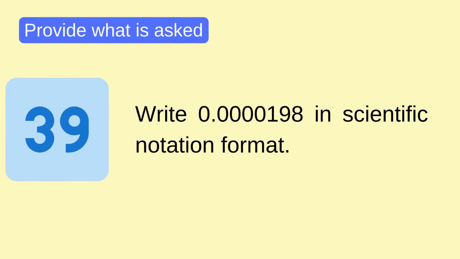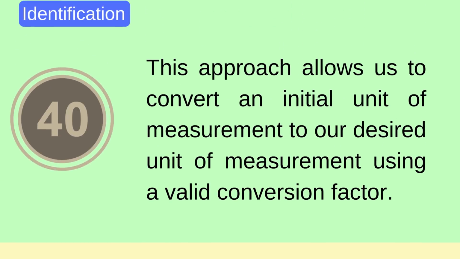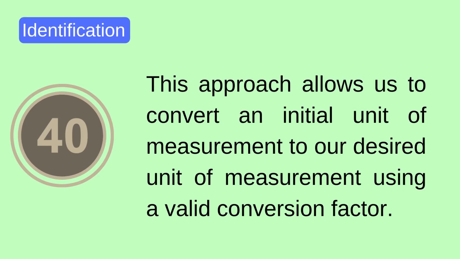Using n times 10 raised to a, write 0.0000198 in scientific notation format. This approach allows us to convert an initial unit of measurement to our desired unit of measurement using a valid conversion factor.